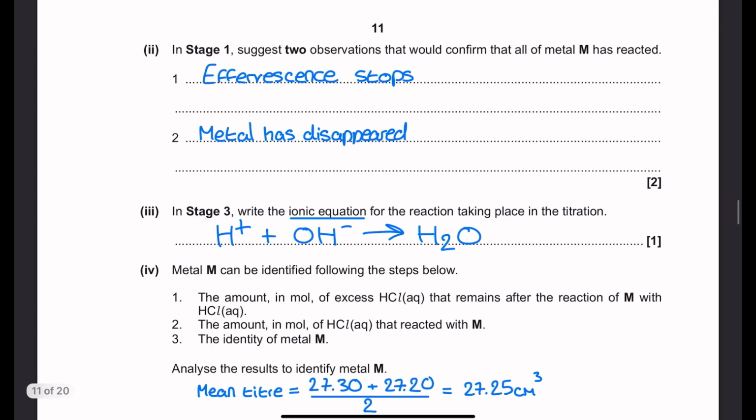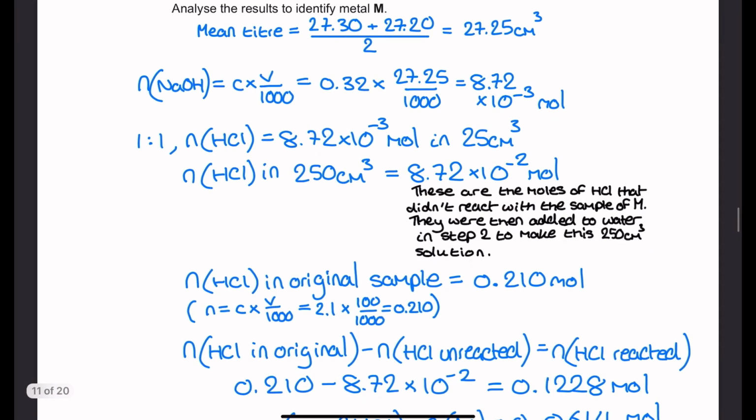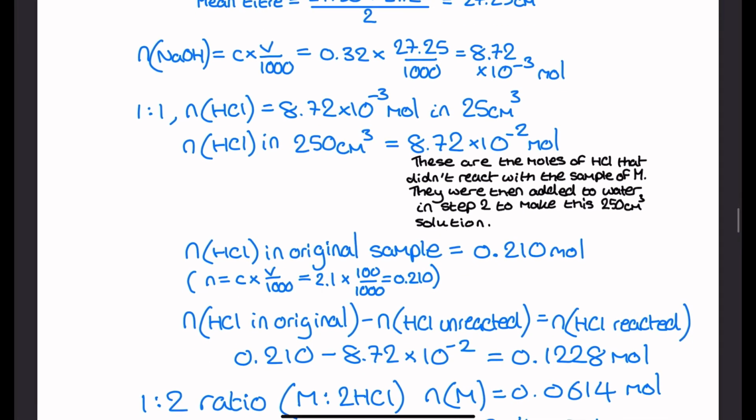Next up, in stage 1, suggest two observations that would confirm all of metal M has reacted. Well, the effervescence or the bubbling stops, and the metal will disappear or will dissolve, you can say as well. In stage 3, write the ionic equation for the reaction taking place in the titration. Well, it's a neutralization, so that's going to be H+ and OH- gives H2O. And here we go. It's time for the big calculation.